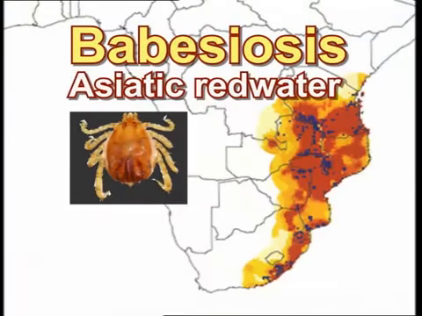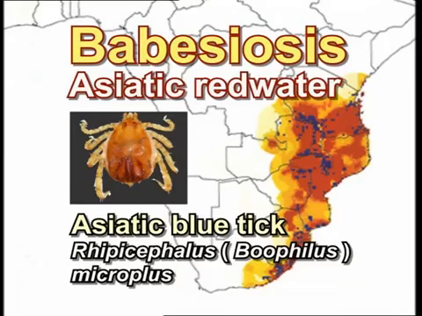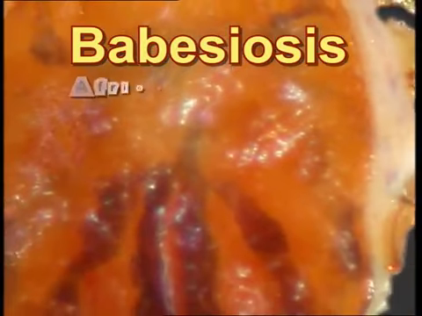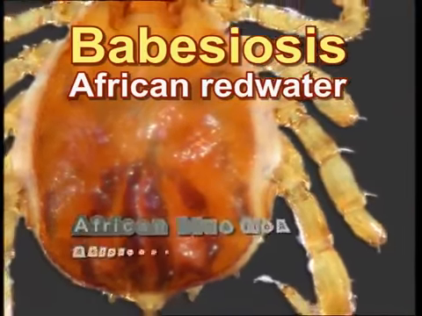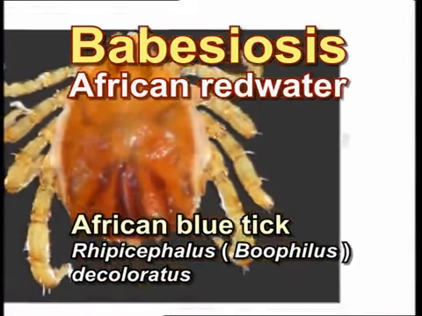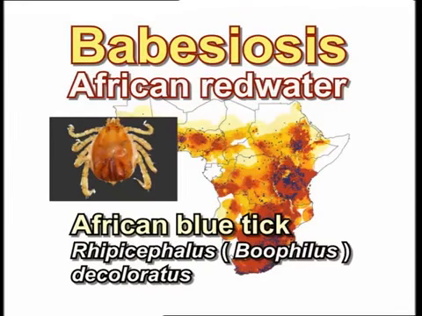Asiatic redwater is restricted to areas where the Asiatic blue tick, Rhipicephalus microplus, is prevalent, usually the higher rainfall areas in the eastern parts of southern Africa. Babesia bigemina is principally transmitted by the common indigenous African blue tick, Rhipicephalus decoloratus, as well as by the Asiatic blue tick, and thus enjoys a much wider distribution.